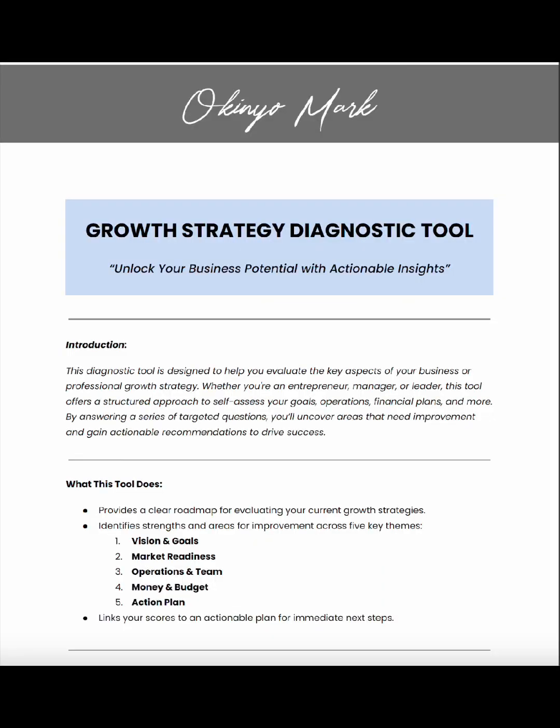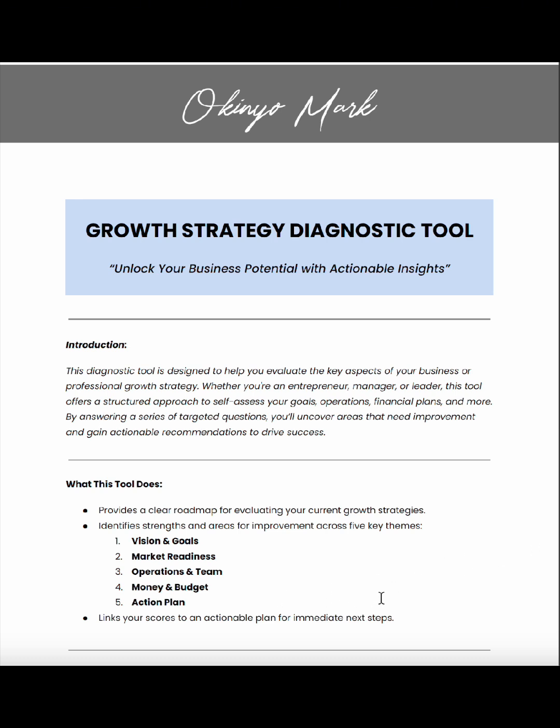Today we are talking about business strategy, and I have a very nice tool that I've prepared that I'd like to share with you. When it comes to strategy, the way I look at it, it is all about making choices and then prioritizing actions that get you closer to the choices you've made. So I've prepared this diagnostic tool that will look at your growth strategy across 5 key areas. So that's your vision and goals, market readiness, operations and team, money and budget, and your action plan.